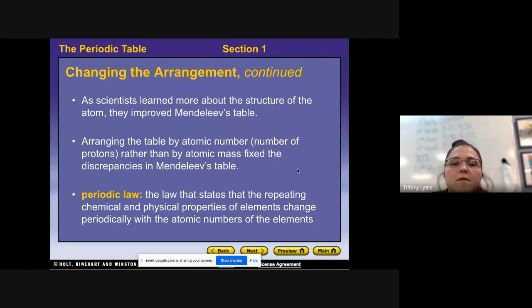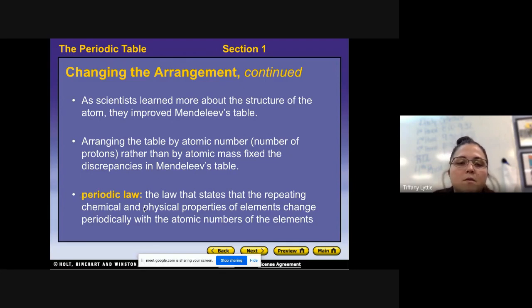So as scientists have learned more about the structure of the atom, they improved upon Mendeleev's table. Again, Mendeleev is kind of credited with the first periodic table, but it's really just the first periodic table that is revised into what we use today. When we arrange the periodic table by atomic number, the number of protons, so all the elements go by increasing number of protons, rather than by atomic mass, this fixed the discrepancies or the mistakes in the pattern that Mendeleev had.